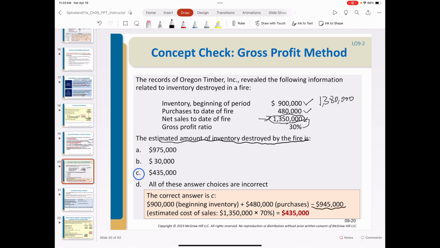Estimated cost of goods sold, $945,000. Subtract from goods available for sale, the sum of these two. We can estimate the ending balance of inventory was $435,000 that were gone because of the fire.